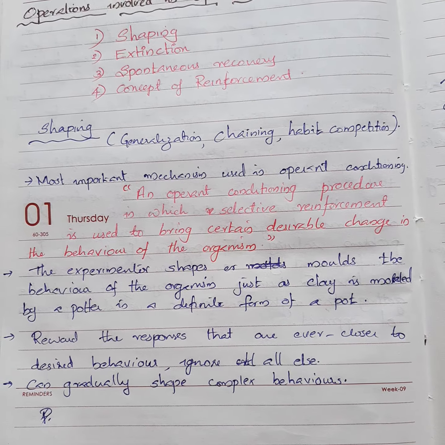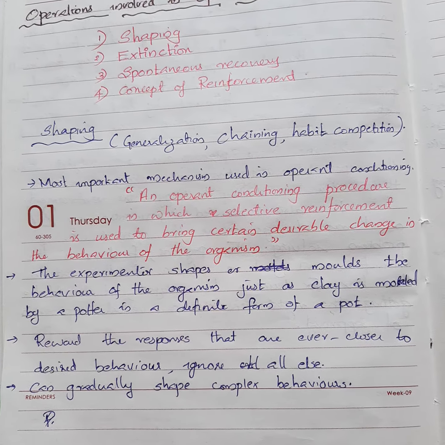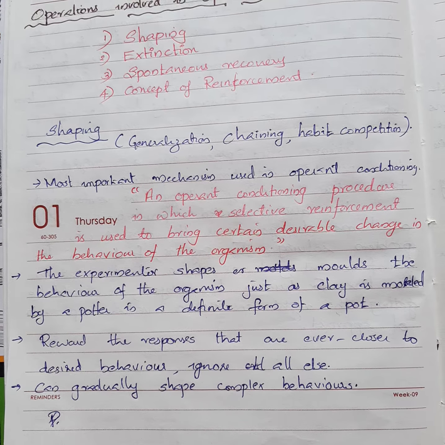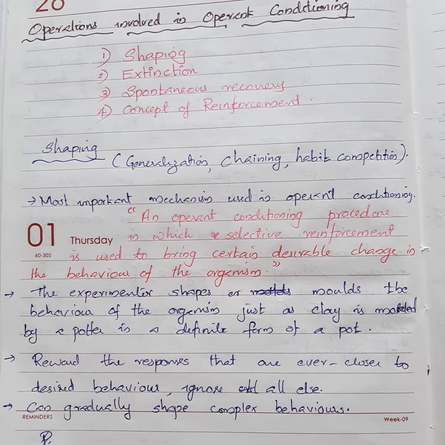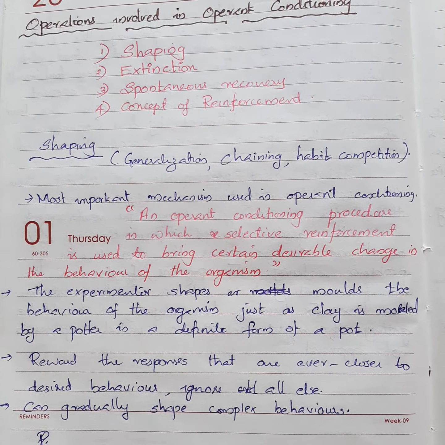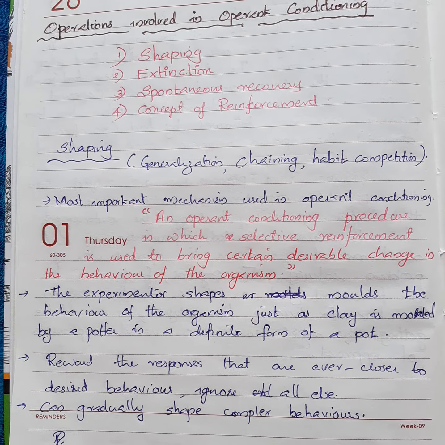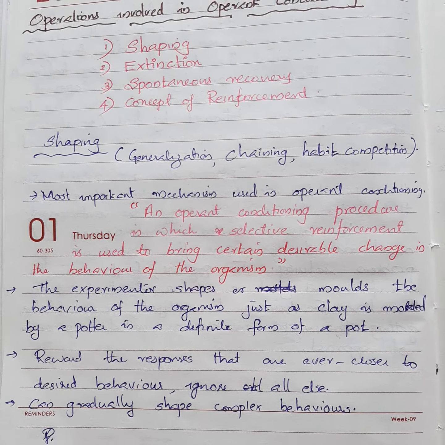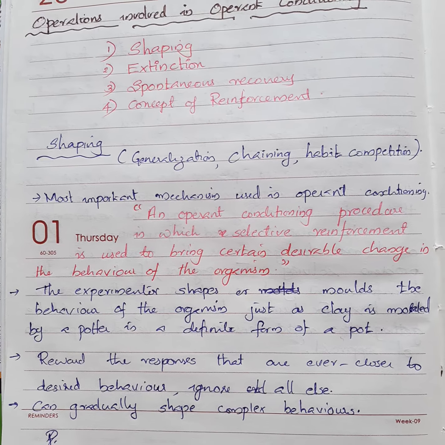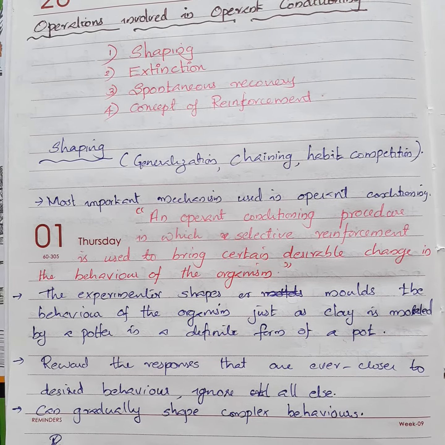So rewarding the desirable behavior at the correct time will lead to shaping. Shaping refers to the judicious use of selective reinforcement to bring certain desirable changes in the behavior of the organism. The basic process in shaping is successive approximation to the desired behavior.